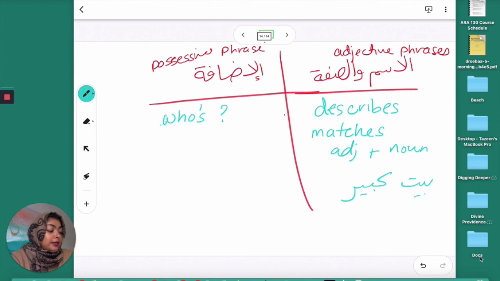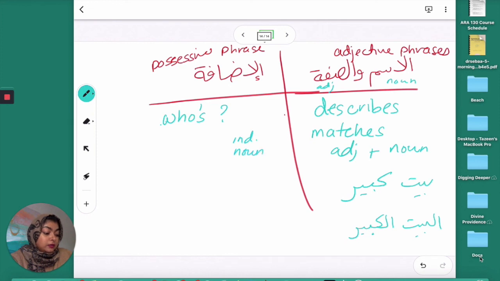They're both mudhakkar. If I said the big house, it's going to become al-bayt al-kabir, right? If the word in the beginning is mu'annath, it's feminine, then we have to add ta' marbuta to the adjective, right? I think we had seen the example of talib tawil, a tall student. If I said taliba tawila, a tall student, if she's female, right? So they have to match. Ism means noun, sifa means adjective. So they're a noun and an adjective that are matching. But in idafa, it's not a noun and an adjective. It's an indefinite noun plus a definite noun.